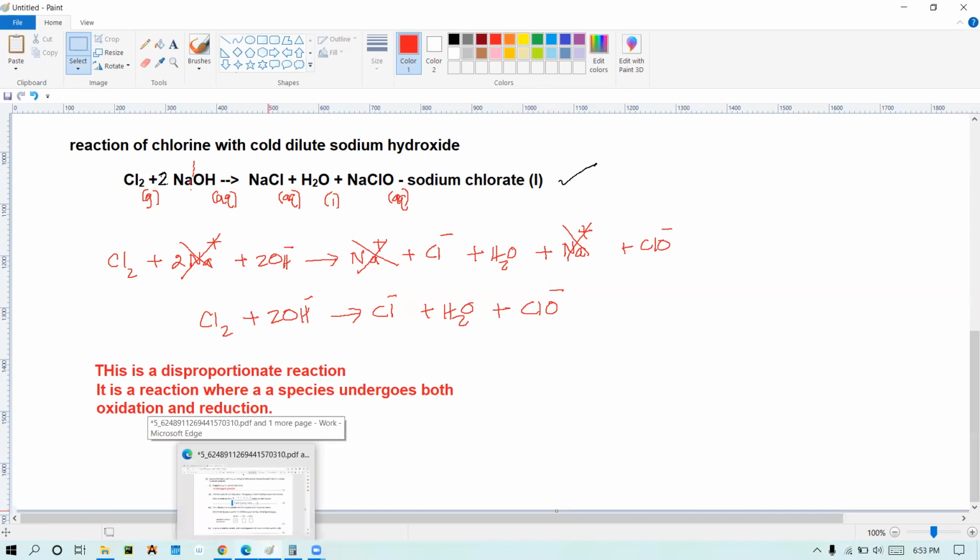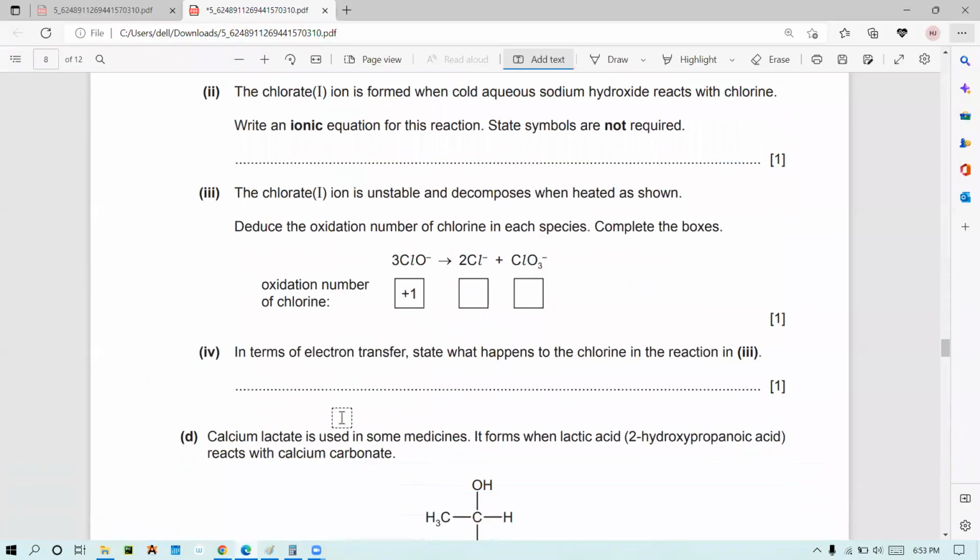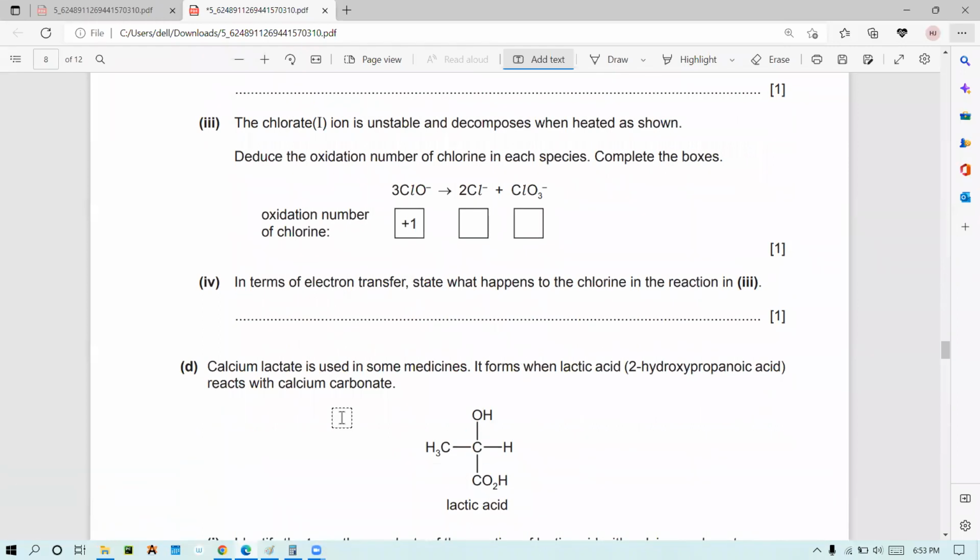We'll go to the next part of the question now. Problem number 3. The chlorate ion is unstable and decomposes when heated as shown. Deduce the oxidation number of chlorine in each species. Complete the boxes. We can see oxidation number of chlorine here is minus. Here, if anyone has a doubt, okay, this is -1.